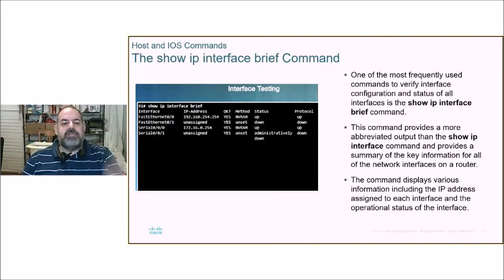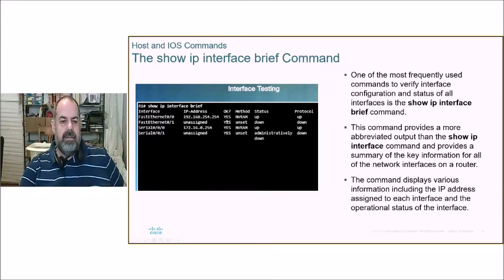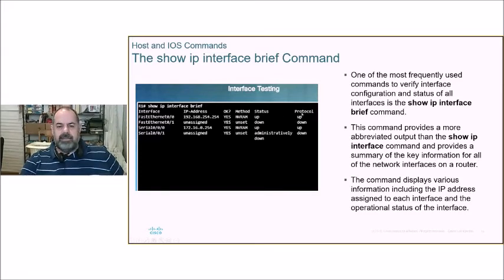Show IP interface brief gives you 1 interface per line, and it tells you the status. So the physical interface is up and the layer 2 protocol is up, and so yeah, good information.